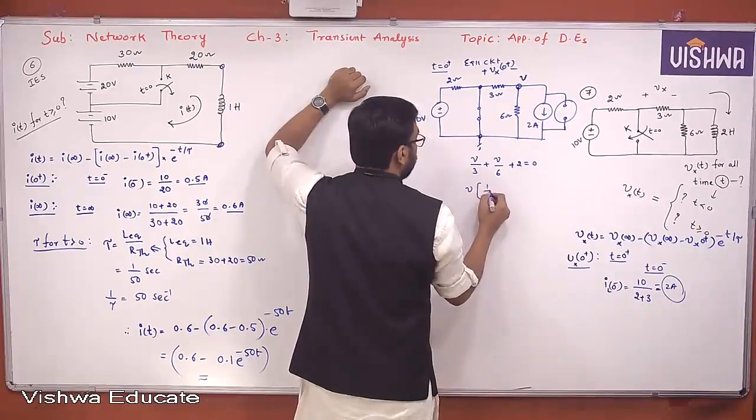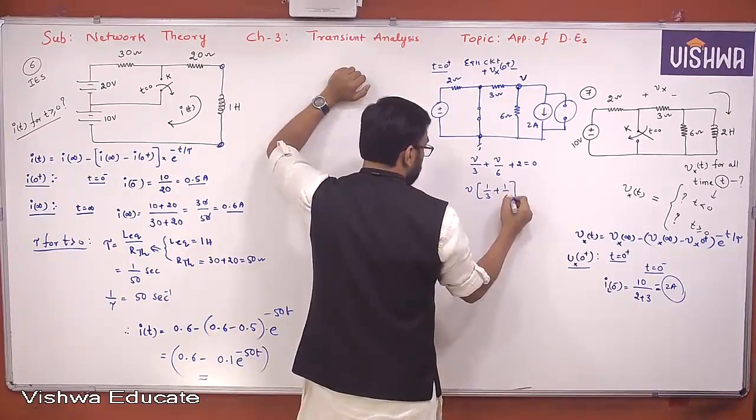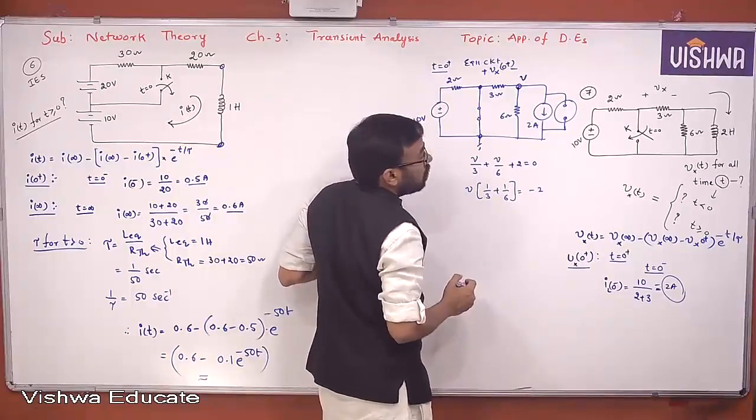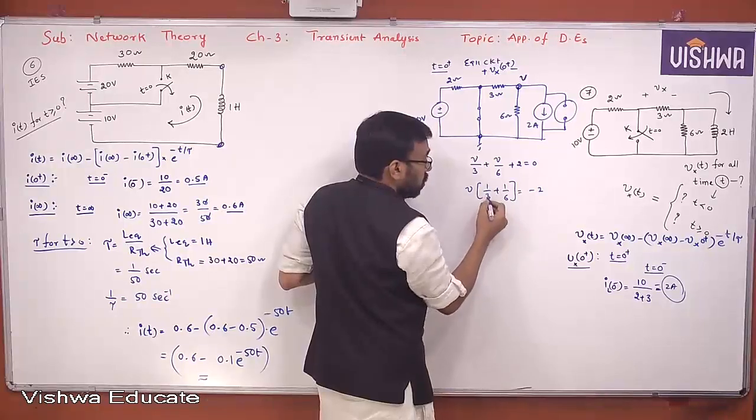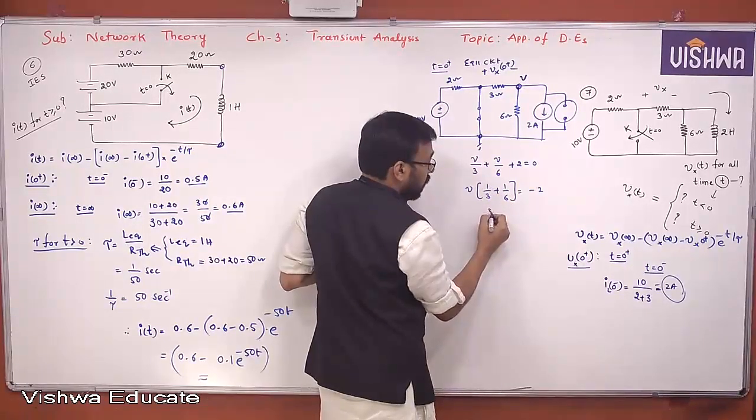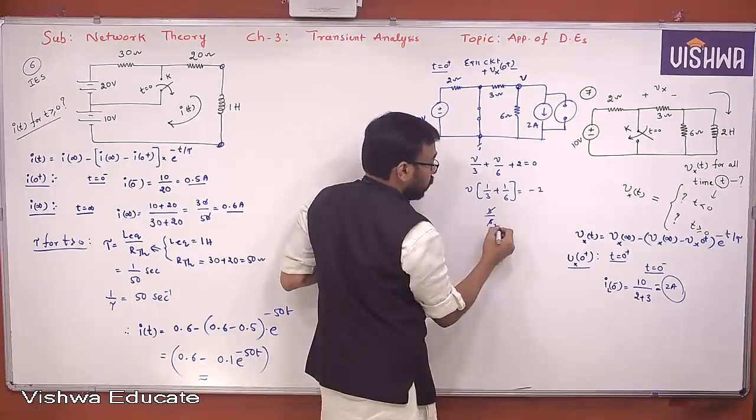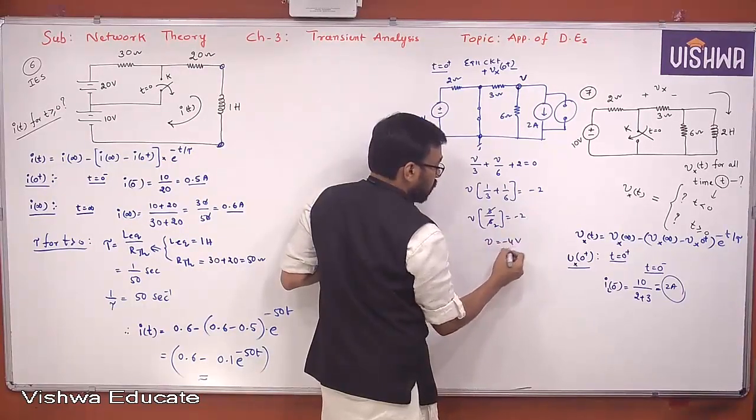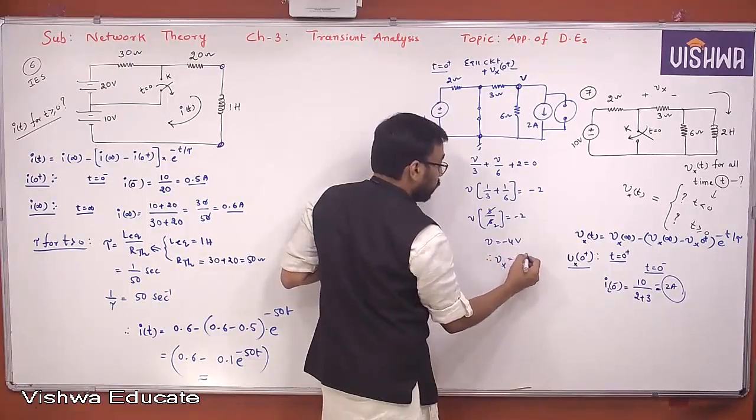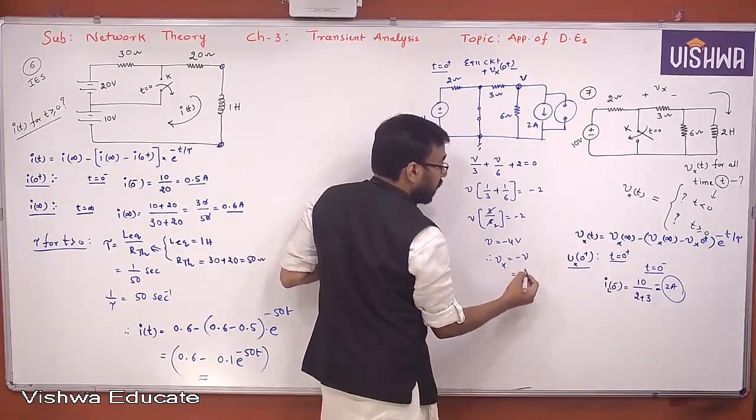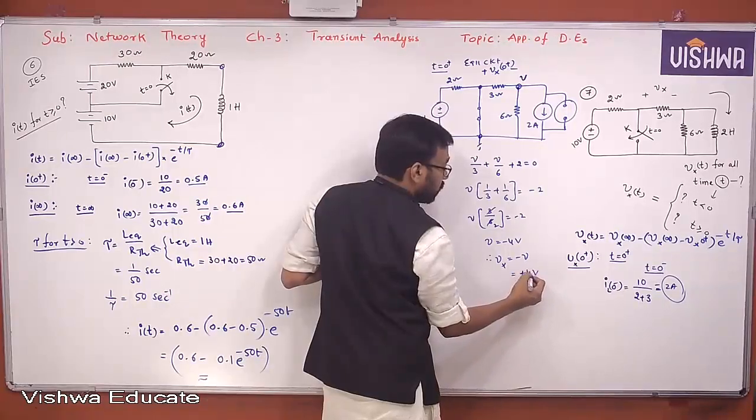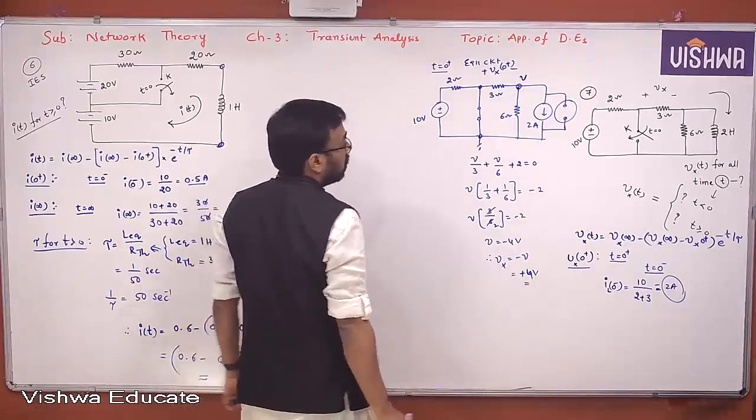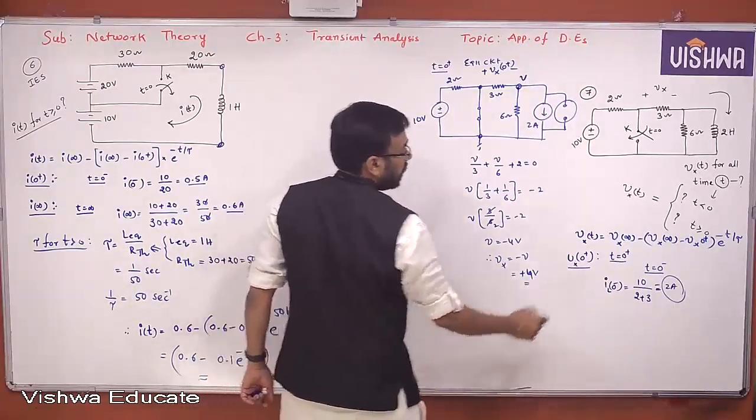V of 1 by 3 plus 1 by 6 is equal to minus 2. Understand, all of you? So 2 plus 1, 3 by 6, that is 1 by 2. So V of 1 by 2 is equal to minus 2, so V is equal to minus 4 volts. And therefore Vx is equal to minus V, which is nothing but plus 4 volts. That's it. Plus 4 volts.